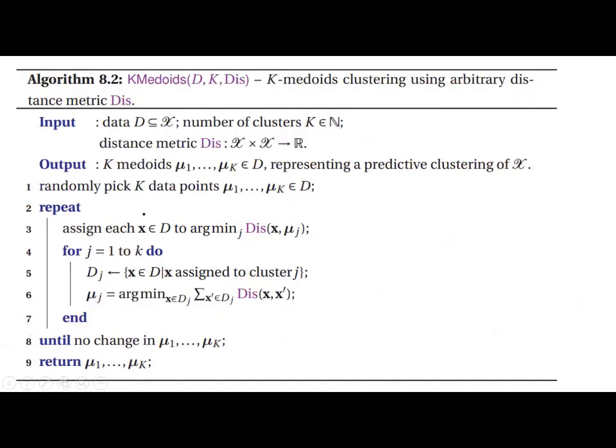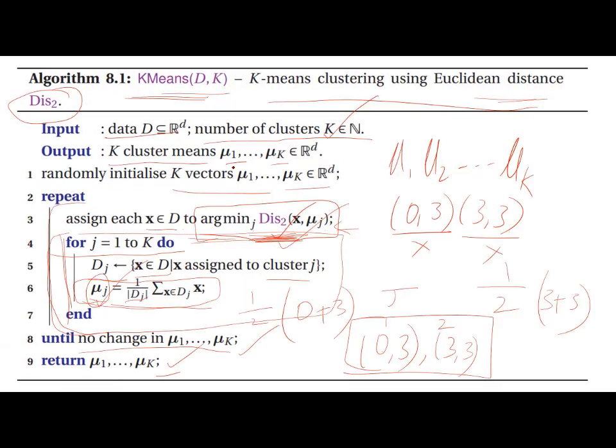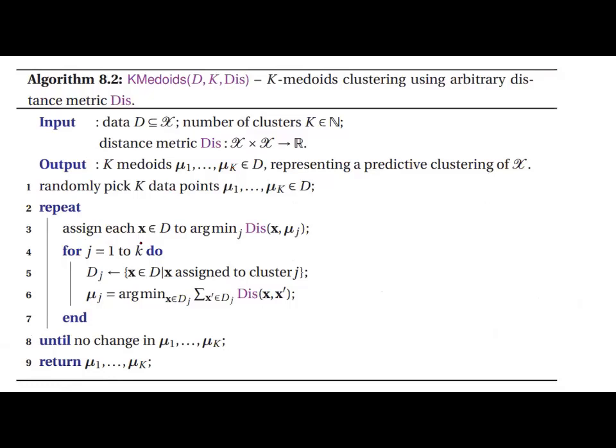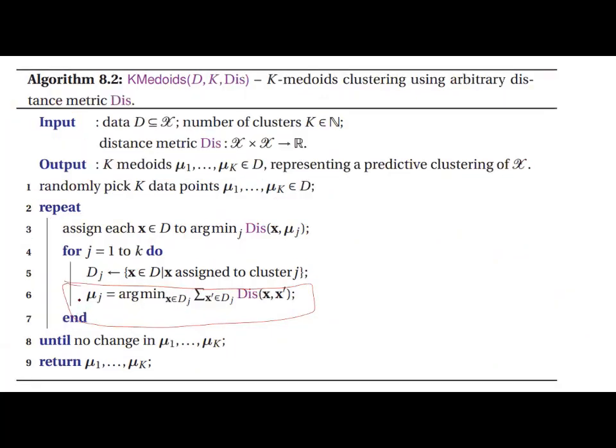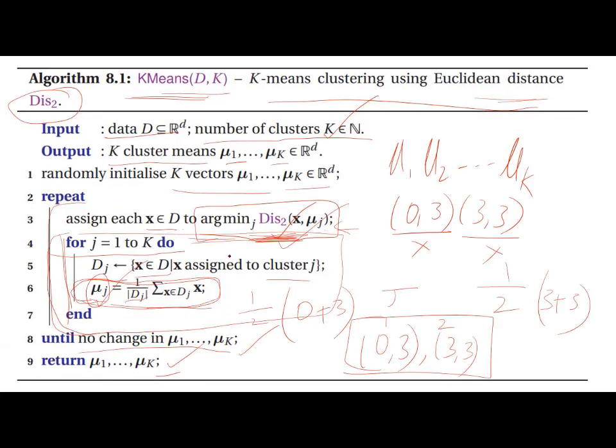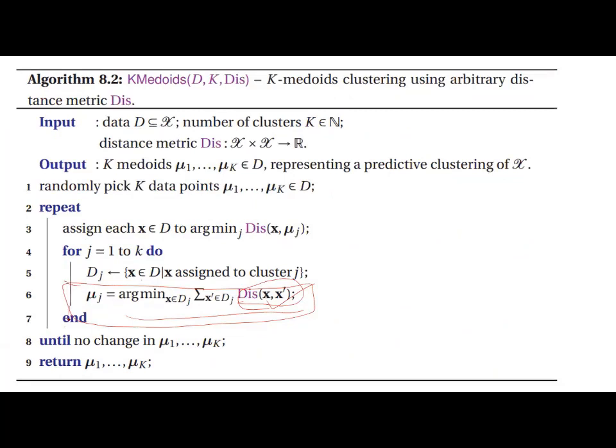Medoids. What is called a medoid? See here, there is not much difference between this and this. There is no difference up to this point; only this part is different. Here we are calculating the mean, but here we are calculating the distance from each and every point and finding the minimum of that, the distance x comma x dash. Because it is a medoid, we don't go with the means.